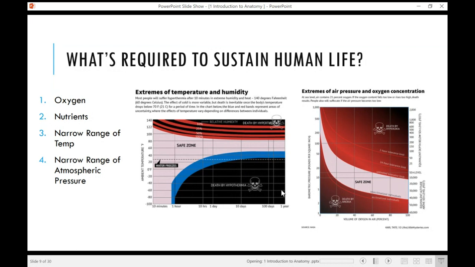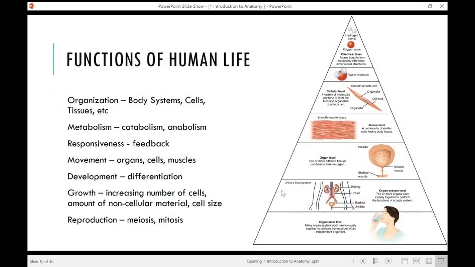So the functions of human life: number one, we have to be organized. Our body is actually organized into body systems. We also organize by cells, tissues, etc. We have metabolism. Metabolism is the sum of catabolism and anabolism. We're going to talk in great detail about what catabolism and anabolism are, but the simplest way is that catabolism is the breaking down of larger parts, and anabolism is building them back up.